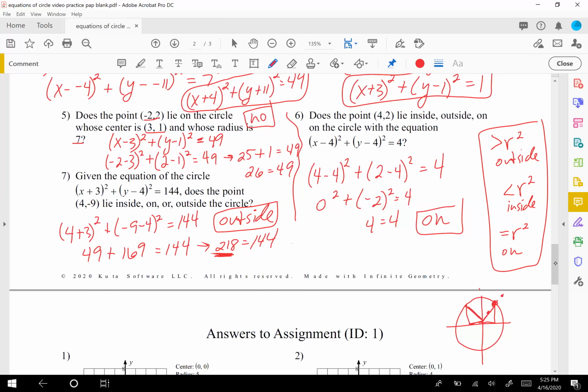So when you get these problems, just take the equation of the circle that you would get using the center and the radius, plug in the point that they give you, the one that they're asking you to check, and then go by this chart. If you get something bigger than r squared, it's outside. Less than, it's inside. Equal to r squared, it's actually on the circle. So that's it for the equation of a circle.